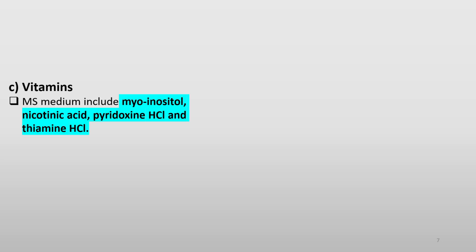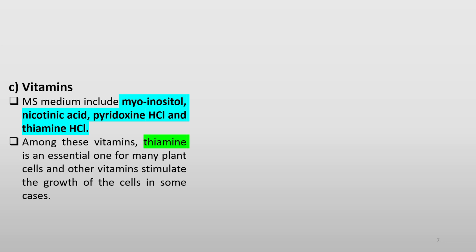See, vitamins. MS medium includes myo-inositol, nicotinic acid, pyridoxine hydrochloride, thiamine hydrochloride. Among these vitamins, thiamine is an essential one for many plant cells, and other vitamins stimulate the growth of the cells in some cases.